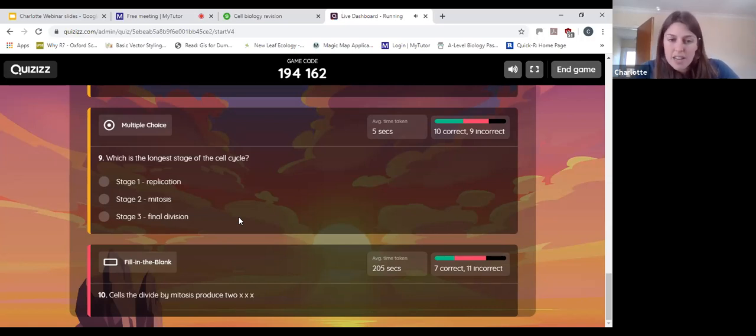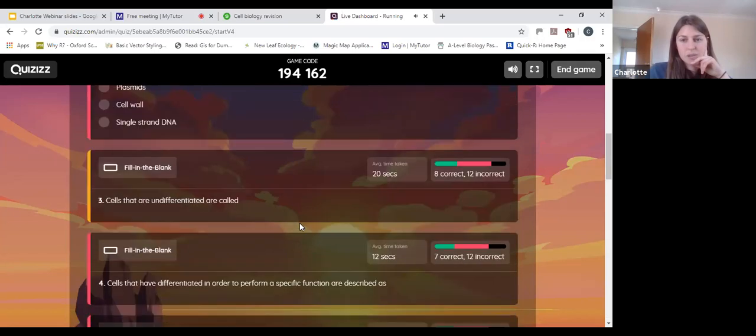And finally, another fill in the blank. Cells that divide by mitosis produce 2, and I put XXX, which means 3 words. There's a certain phrase that we use when we're describing the product of mitosis. Two things described by 3 words.